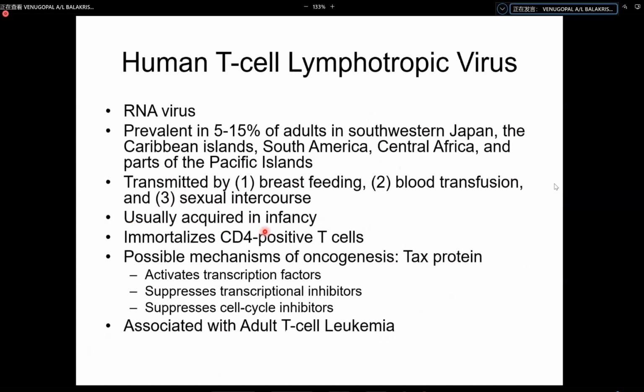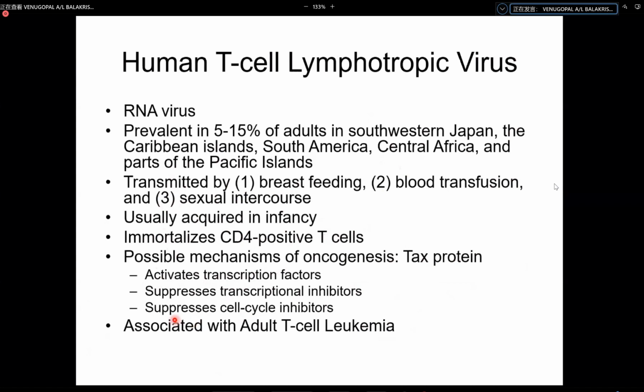So it is usually acquired in infancy, but what it does is immortalize the CD4 positive T cells, which now become the cause of cancer. And as I was telling you earlier about the TAX protein, the possible mechanism of oncogenesis is using the TAX protein to activate the transcription factor, but it suppresses the transcriptional inhibitor. So when you activate the transcription factor, it will transcribe and the cell will start to divide.